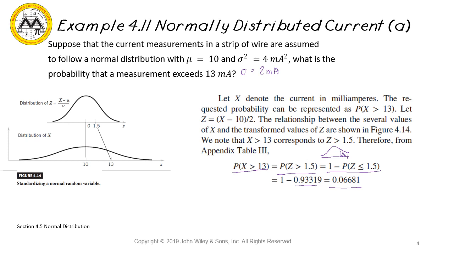So if the distribution originally has a standard deviation of 2, we can convert that into a distribution with a standard deviation of 1. Here, the mean is 10. For this one, the mean of z is 0.